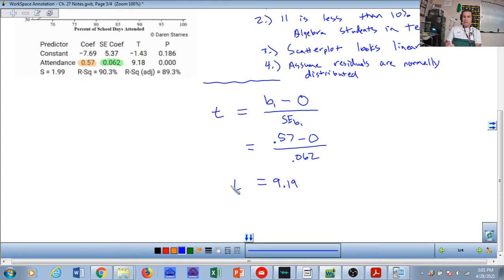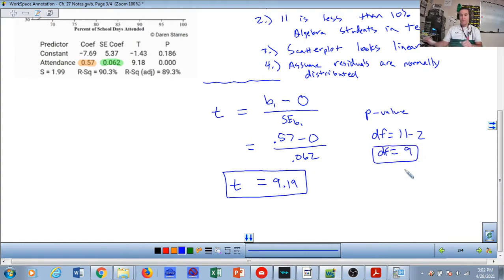So I'm getting a test statistic of 9.19. That wasn't tough, right? That was actually one of the easier ones we've ever done. So 9.19 for that one. And then your p-value, you could look that up in the table. Remember, your degrees of freedom are going to be n minus 2. So this one, your degrees of freedom are going to be 9, and you could go ahead and look that up on your table.